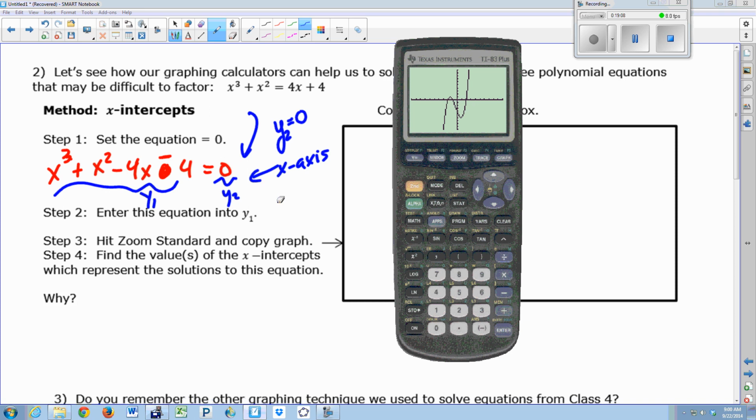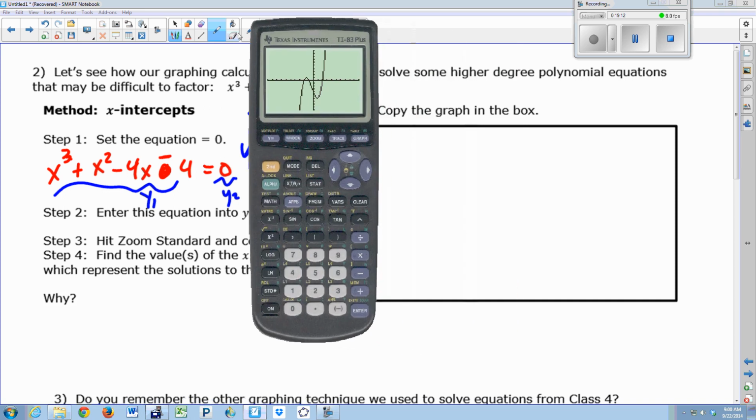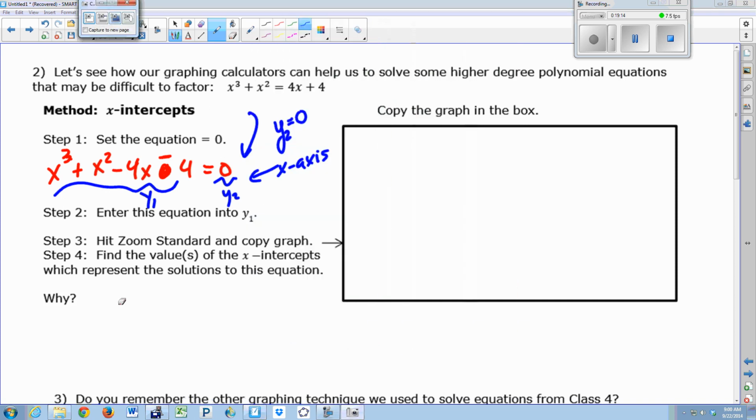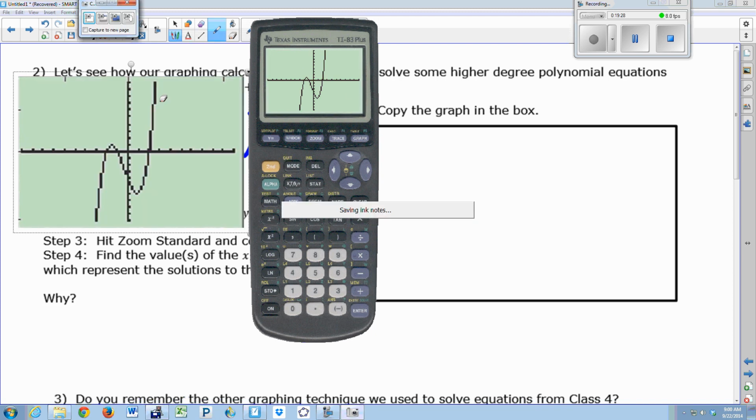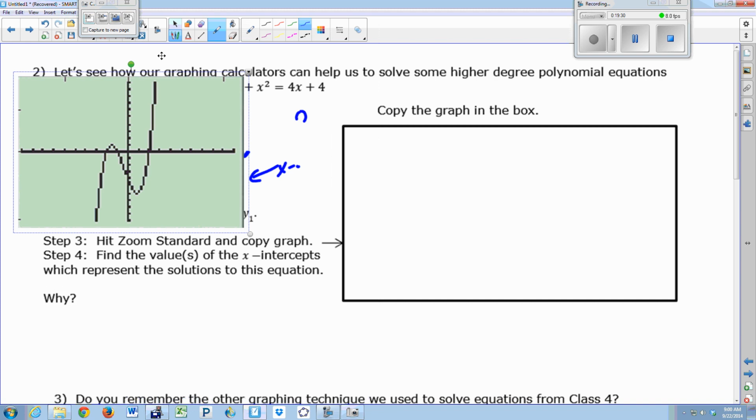So let's see how we find the x-intercepts here. So let's copy this graph. I'm going to have to call it up again. Let's copy it. Take a little picture. And you can copy it right onto your sheet, onto your lecture notes.